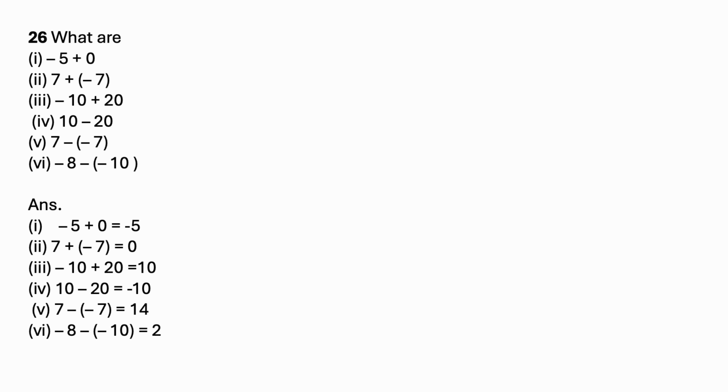Next one, what is minus 5 plus 0? Minus 5 plus 0 is minus 5 itself. Then 7 plus minus 7. When you add the additive inverse of a number to that number, we will get 0.